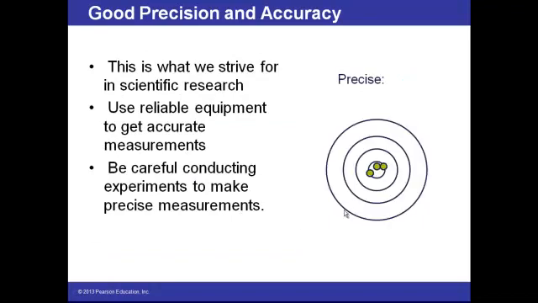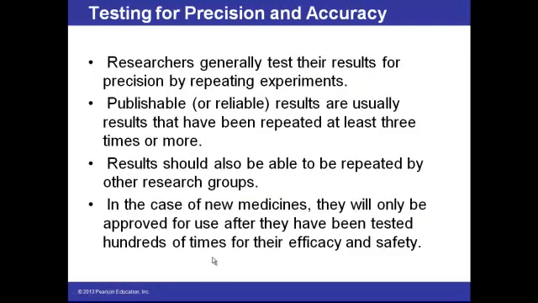So what we strive for in science is to be both precise and make accurate measurements. So be careful when you're conducting your experiments to make sure that you have good precision and that you can make repeatable data within the lab. So researchers generally test their results for precision by repeating experiments at least a total of 3 times or more. And then results should also be able to be repeated by other research groups in distant locations.